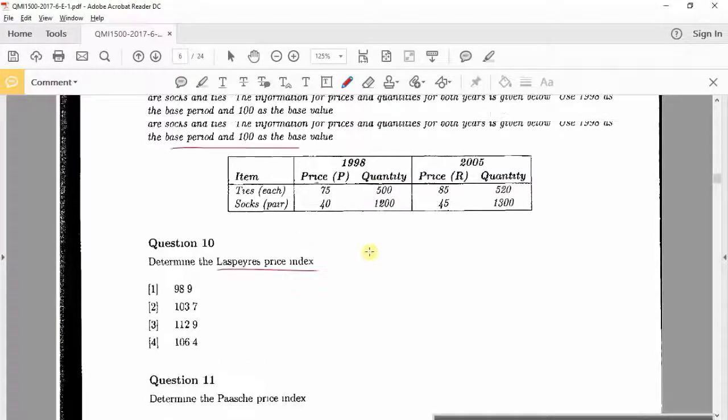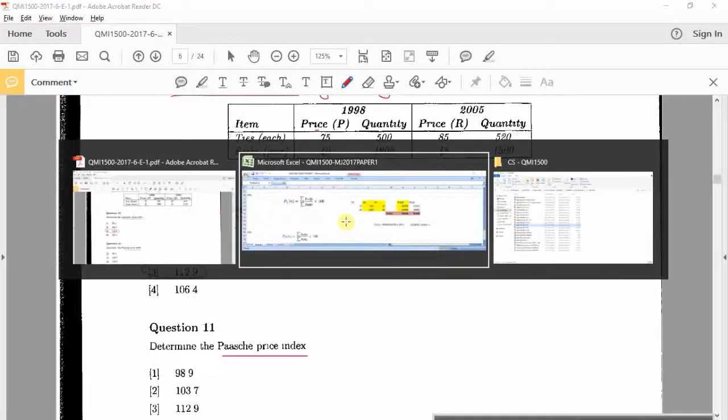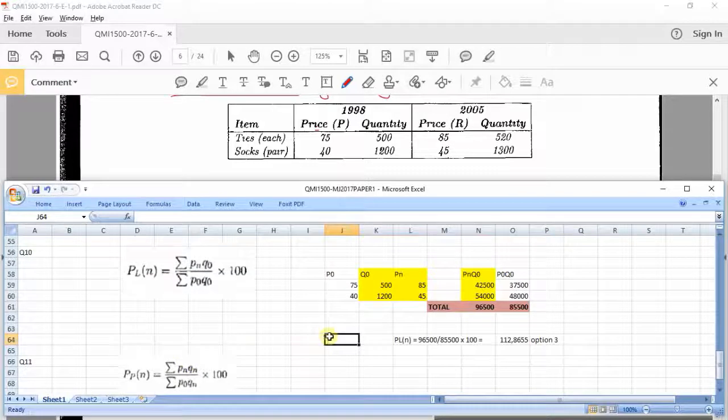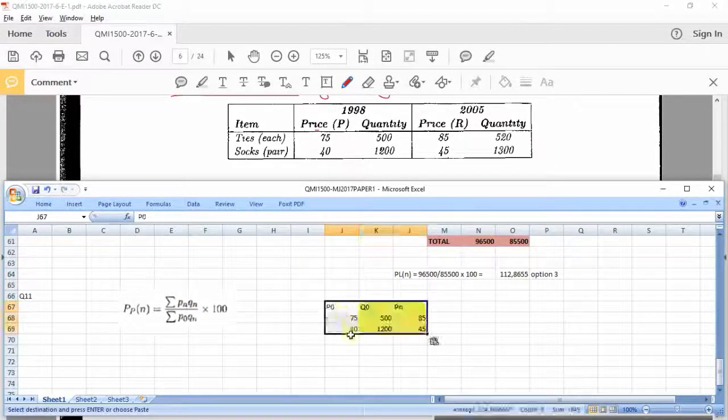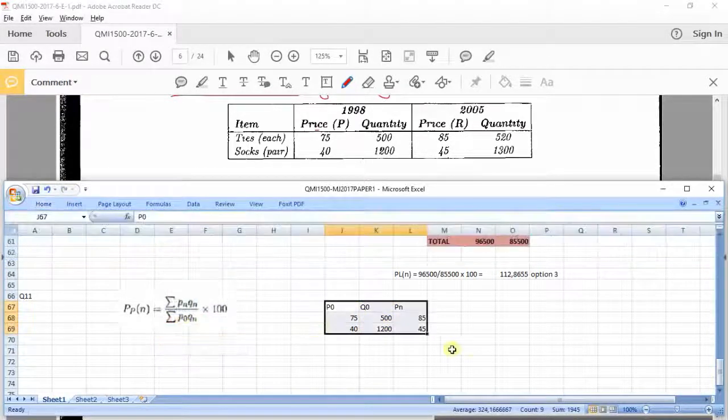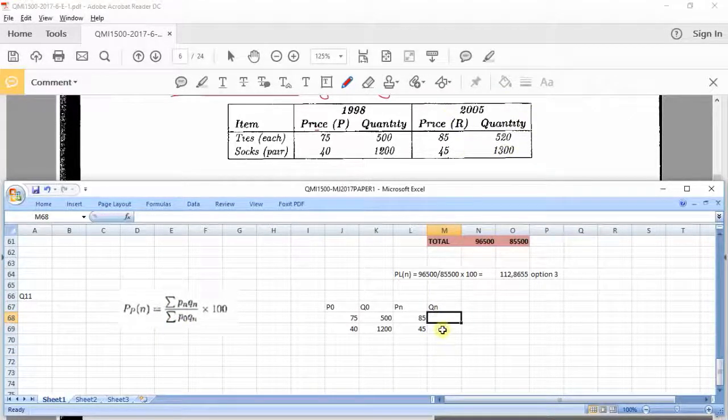Then we go back to the question. There's the question. We need that information there. So now I've got Pn times Qn, so I'm going to copy this, because that's from the question. But then I need the quantity, so I'm going to have Qn here. Qn would have been this one, which is the 520 and the 1300.